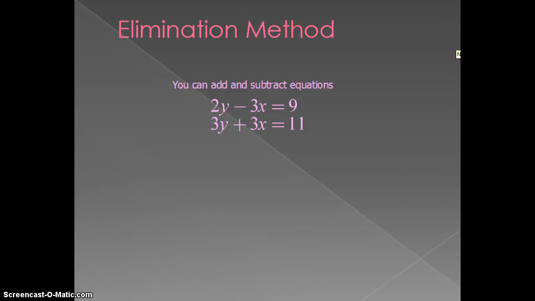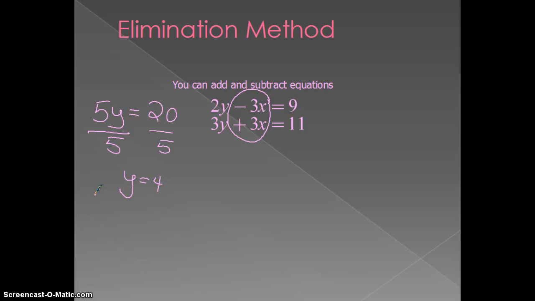Let's try another. Remember, you can add and subtract equations. 2y minus 3x equals 9. 3y plus 3x equals 11. What do you notice? I hope you notice this guy right here. Negative 3x and positive 3x, they're going to cancel if we add. 2y plus 3y gives me 5y is equal to 9 plus 11 gives me 20. This part's easy. Divide by 5, divide by 5, we get y equals 4.